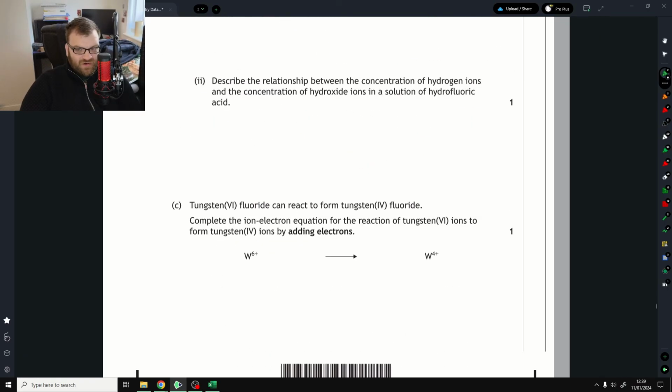Describe the relationship of hydrogen ions and hydroxide ions in acid. If it's an acid, acids have more hydrogen ions than hydroxide ions.